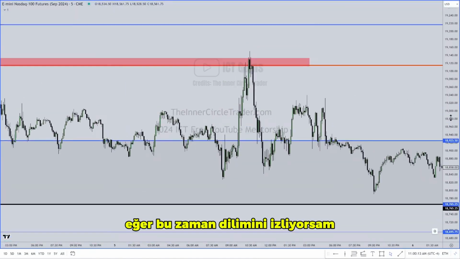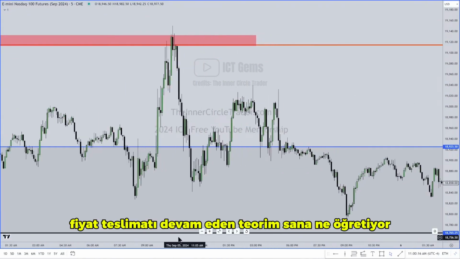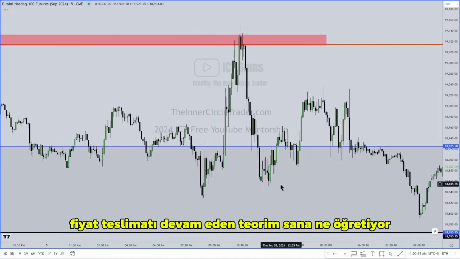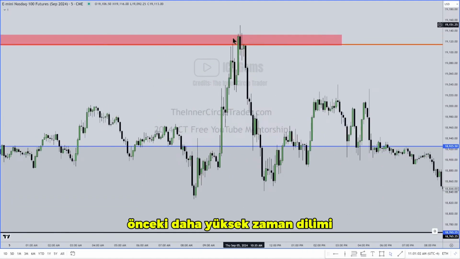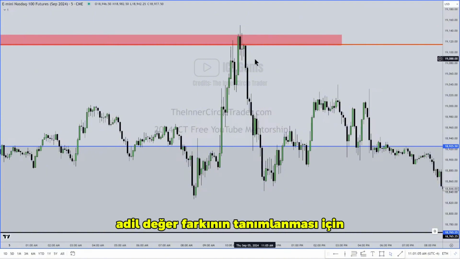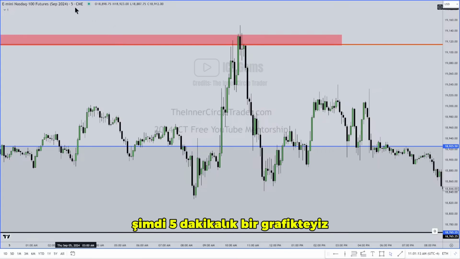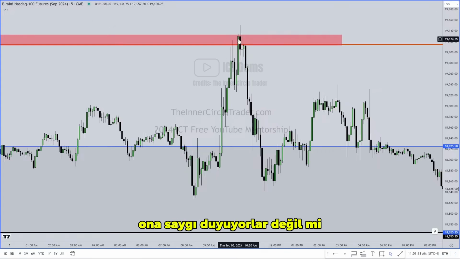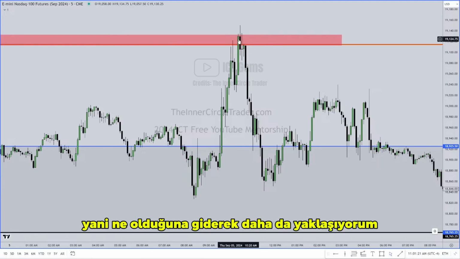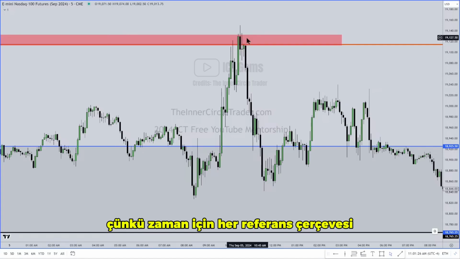If I'm watching this time frame, what do I want to see in price? Well, what does my price delivery continuum theory teach you? The previous higher time frame gave us this pink shaded area for the fair value gap to be defined. And now because it's transposed to this time frame, now we're on a 5-minute chart, what are the bodies telling me? They're respecting it, aren't they? So I'm getting closer and closer to what it is I'm looking for. Because every frame of reference for time, because that's the most paramount thing, time is the most important factor before price does anything. Because if it ain't the right time, price ain't going nowhere, period.